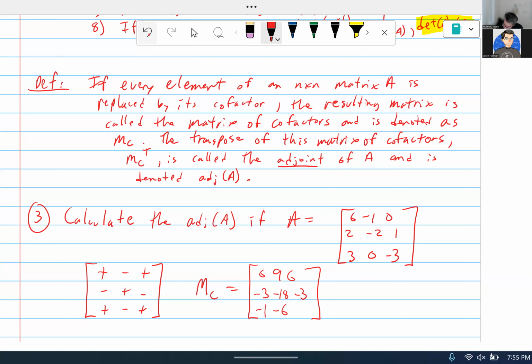And then the last one here, cross off row and column for the -3. I get 6 times -2, which is -12, minus a -2. So that would be -12 minus a -2. If you can't do that in your head, that's fine, just write it out. That becomes -12 plus 2, which is -10.